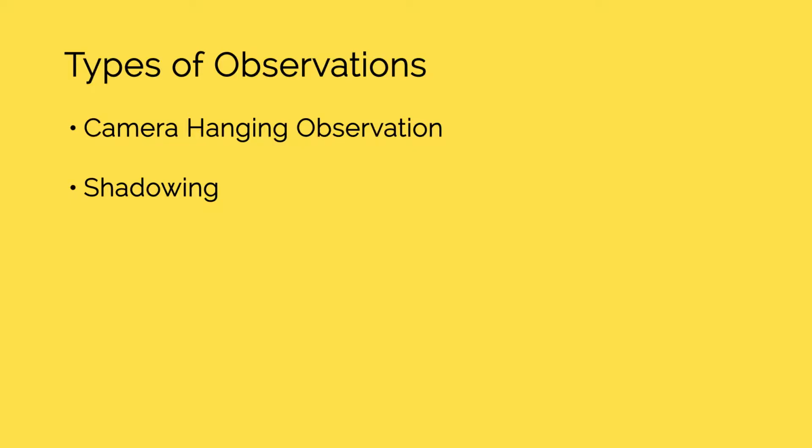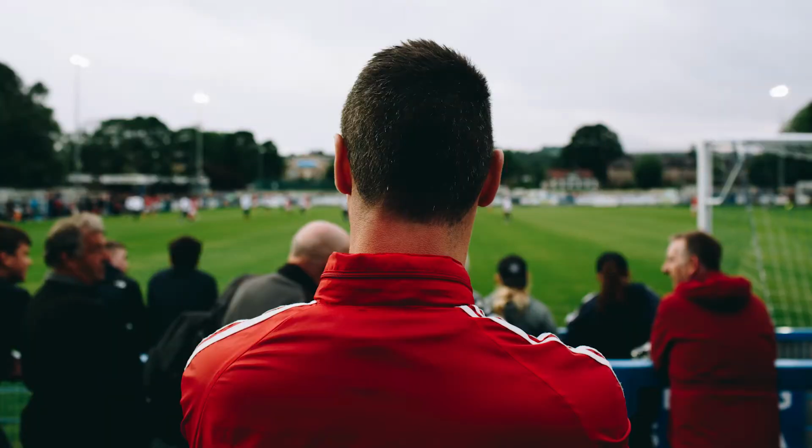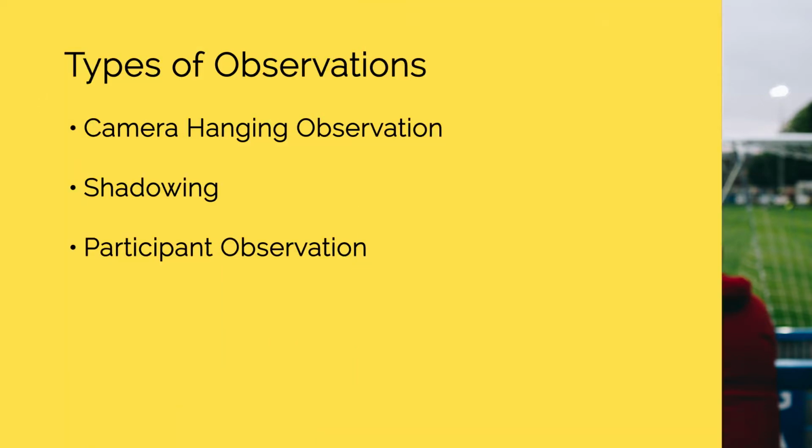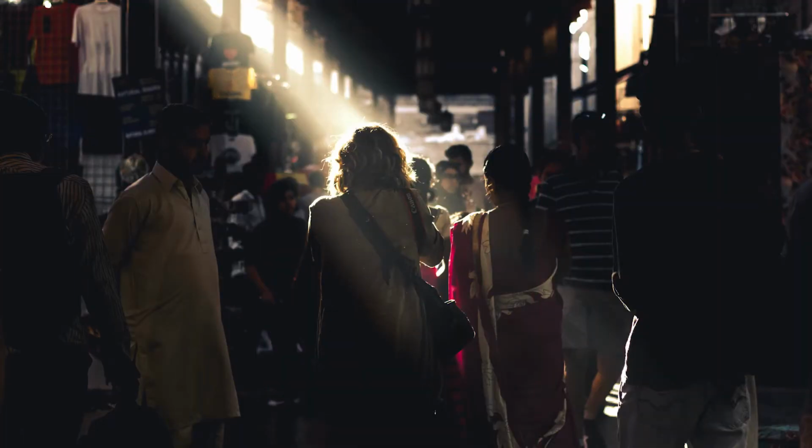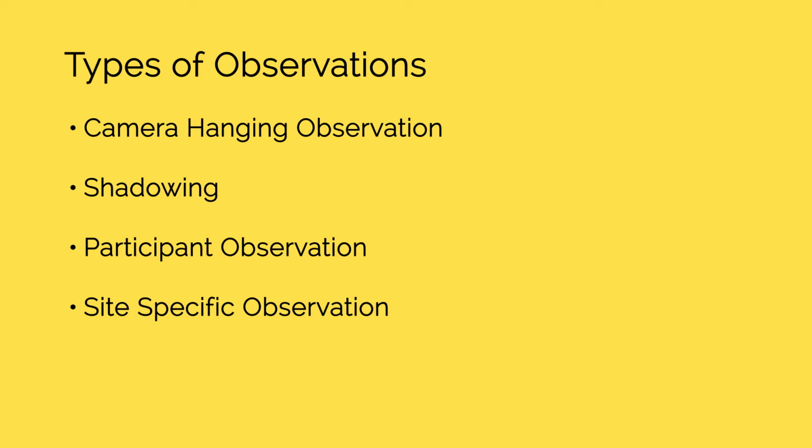The other method is participant observation, where you engage in a particular activity and become the participant. You follow the things that the particular group is doing and immerse yourself in that group. The next one is site-specific observation, where you are in a particular context and you observe what people are doing, who is in that space, as well as what interactions are happening within that space. So there are a few different types of observations that you can do.